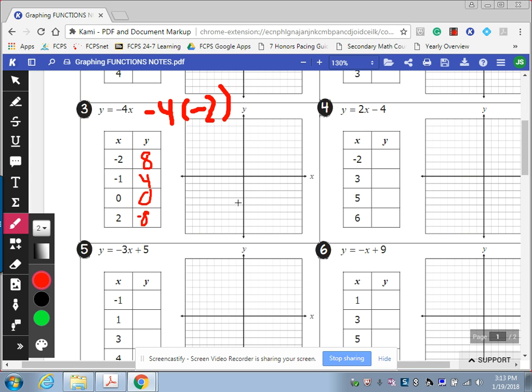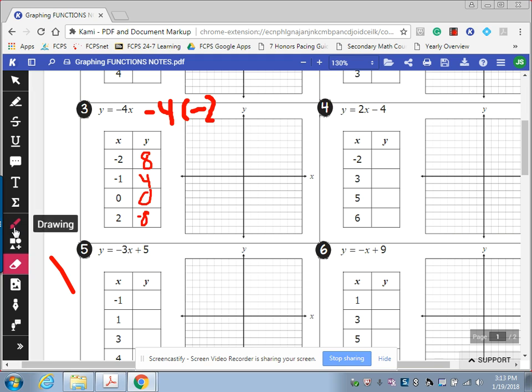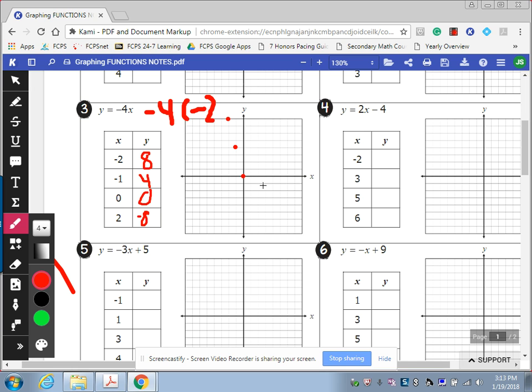So now we need to go ahead and graph it. Okay, -2 and +8. So we're up here. Make that point a little bigger, and also erase this as well. Okay. So (-2, 8). Good. (-1, 4). 1, 2, 3, 4. Right here, (0, 0). That's at the origin. And we have (2, -8). So (2, -8) down here. Okay, so now we just need to connect those dots.